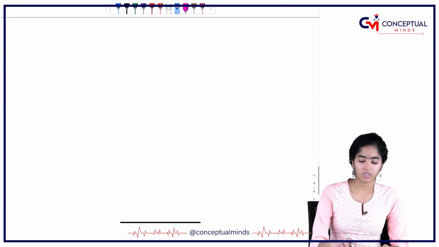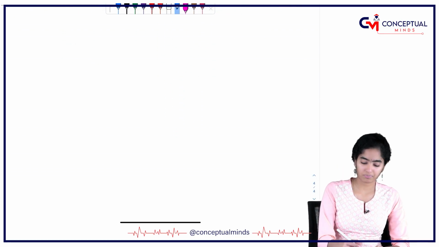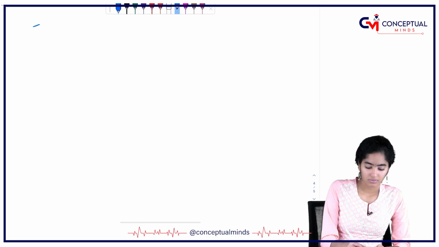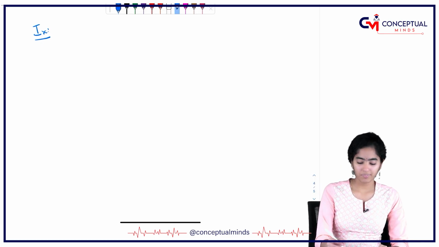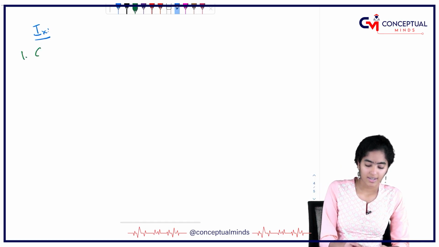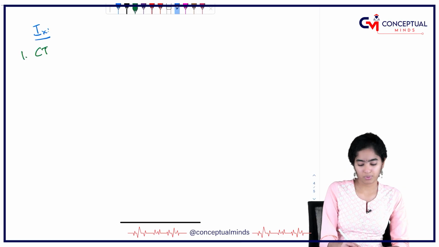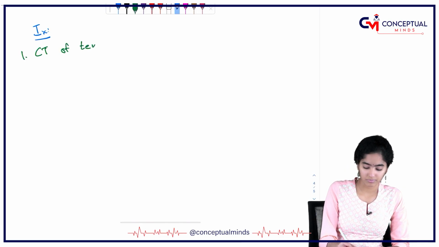Now let us move on to the investigations. The investigations are pretty simple. We just do two things. One is a CT scan of the temporal bone, followed by an audiogram.